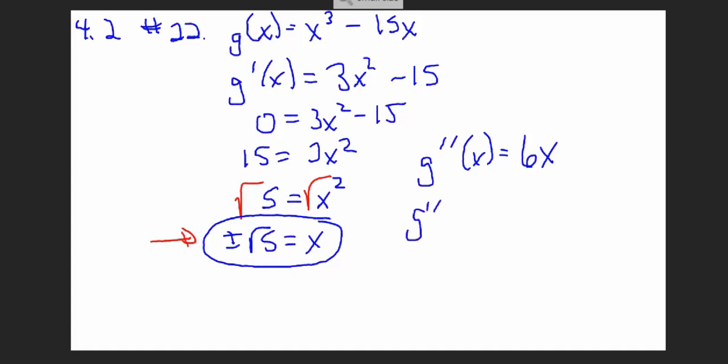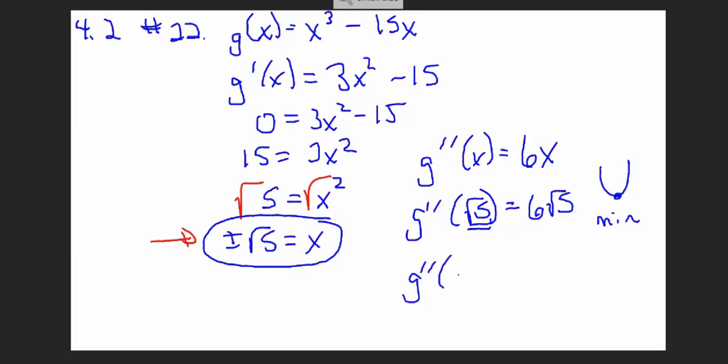So the second derivative evaluated at positive square root of 5 is going to be 6 times the square root of 5, so that's positive, which means it's concave upward, which means the square root of 5 is going to be a relative minimum. And then the second derivative evaluated at negative square root of 5 is going to be negative 6 times the square root of 5, which is negative, so that is going to be a maximum.